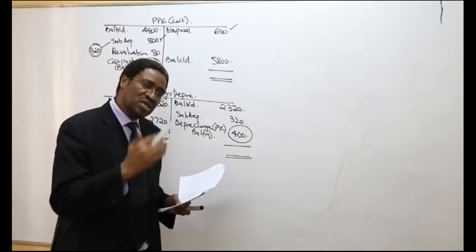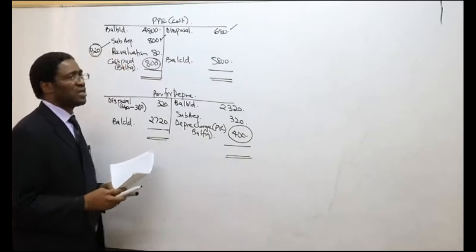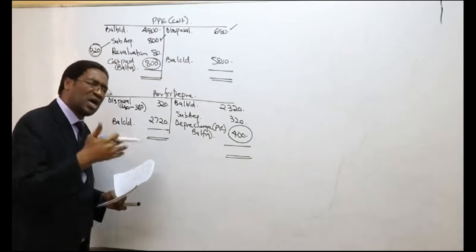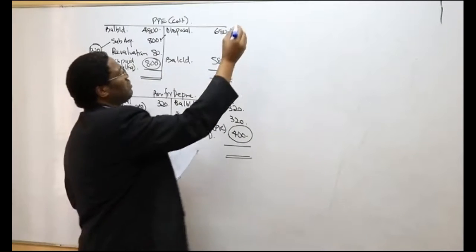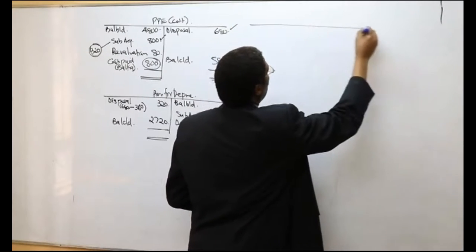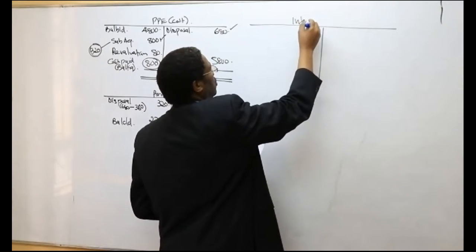We have said you must analyze every item in the balance sheet, seeing how it will help you to prepare your cash flow statement. And according to the balance sheet, our next item is called intangible asset. We have an asset called intangible asset.